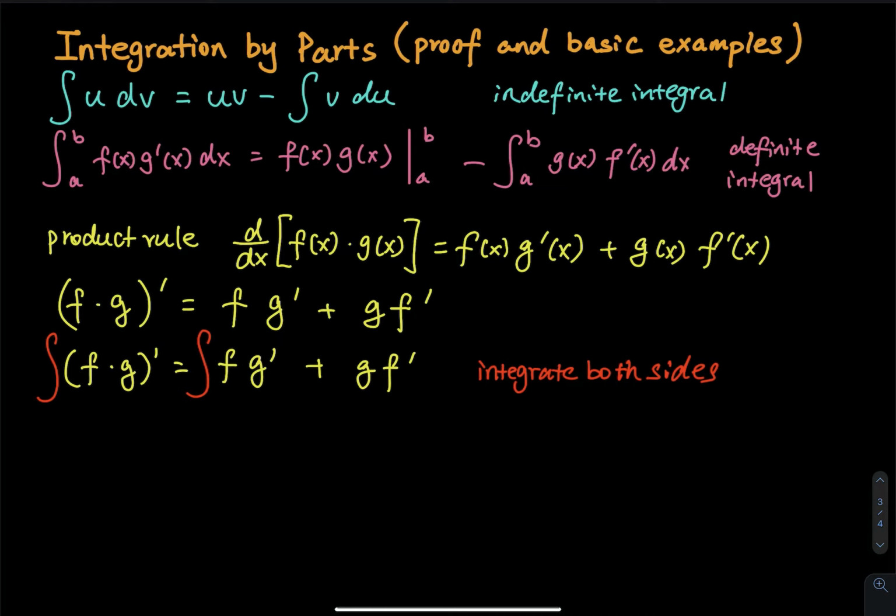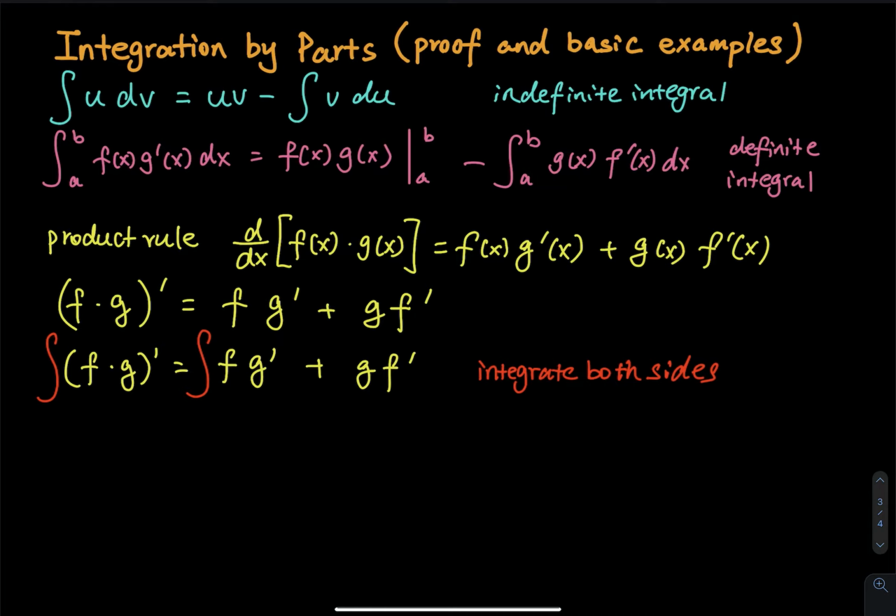So we have two lines of formula, one for the indefinite integral and one for the definite integral. For the indefinite integral, we have the integral of u dv, the blue line, equals uv minus the integral of v du. I know you have never seen that before.